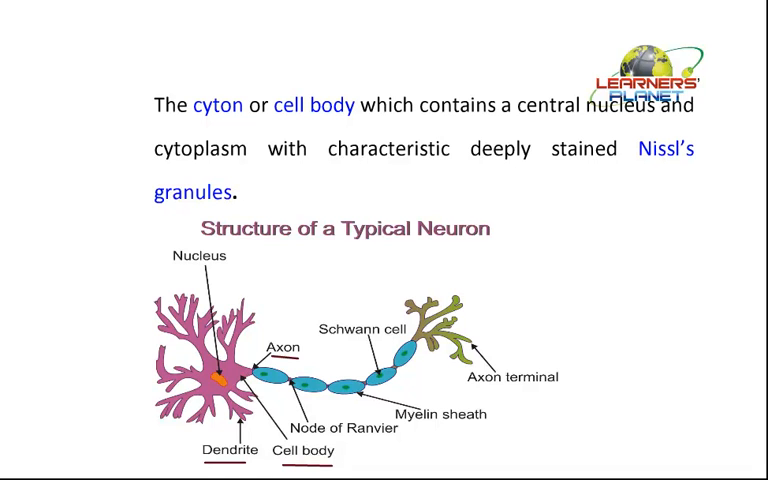So a specialty of this cyton or a cell body, we said it is a central unit of a cell, that is a nerve cell. Now it is having a rich cytoplasm and a central prominent nucleus, a highly active nucleus. Now the specialty is that they are having all the organelles which normally each and every cell is having, but a special property is that it is having some granules in the cytoplasm, and these granules are known as Nissl's granules. These Nissl's granules are actually involved in the protein synthesis processes.